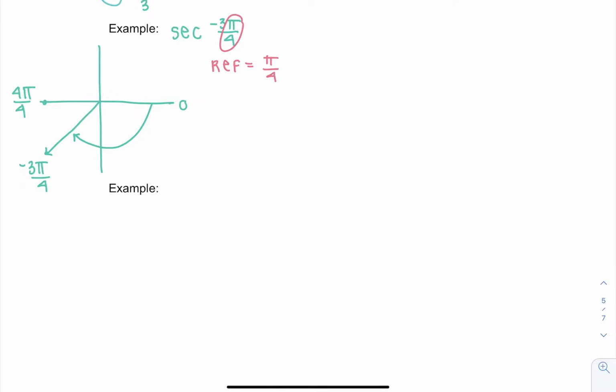And I don't know secant, but I know cosine goes with it. So let's try cosine of pi over 4. And if I look on my chart, that's the same thing as cosine at 45 degrees. So if you know one, you know the other. So this is square root of 2 over 2. Now we've got some work to do. Is All Students Take Calculus? So here, is cosine positive? No. So it's negative.